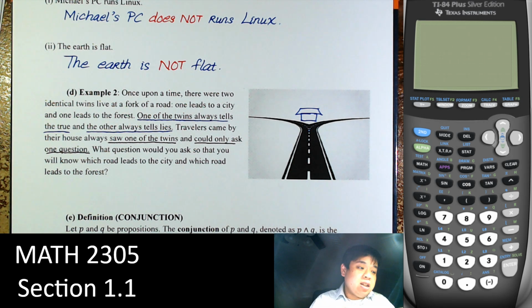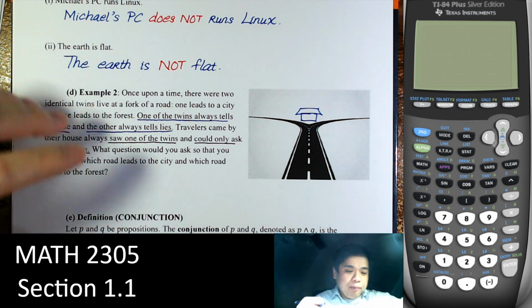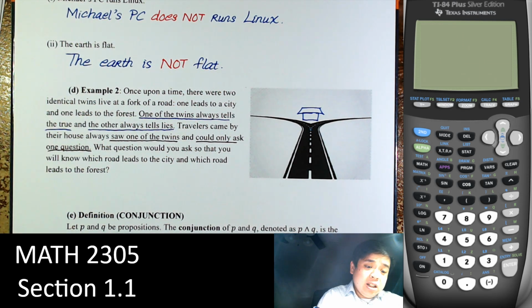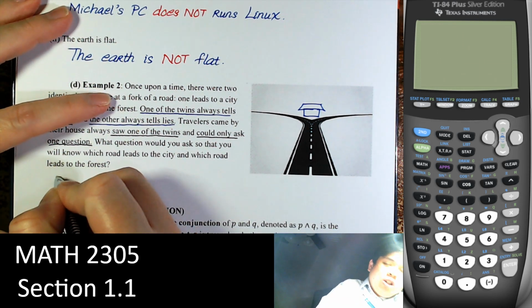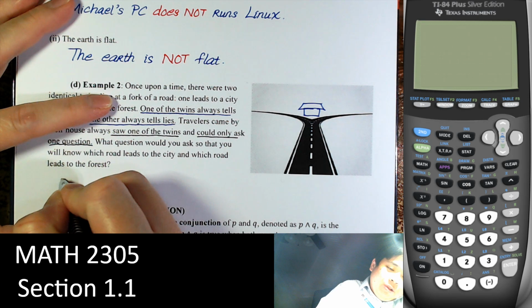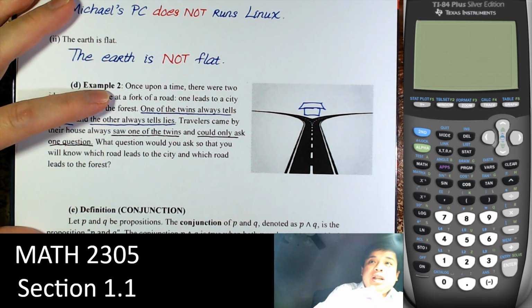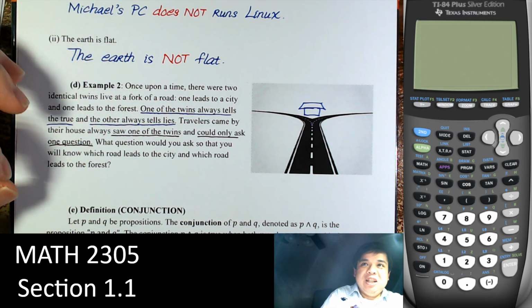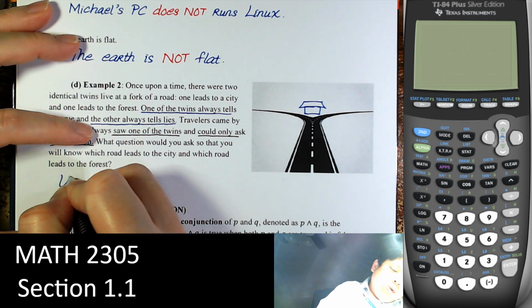Now the answer is this. Of course, you cannot just ask a simple question like which way will lead to the forest, which way to lead to the city. That's not going to work. We have to be a little more creative here. So the answer is to just add one word to it. Usually you say which way to the forest or which way to the city, right? I just add the word usually.